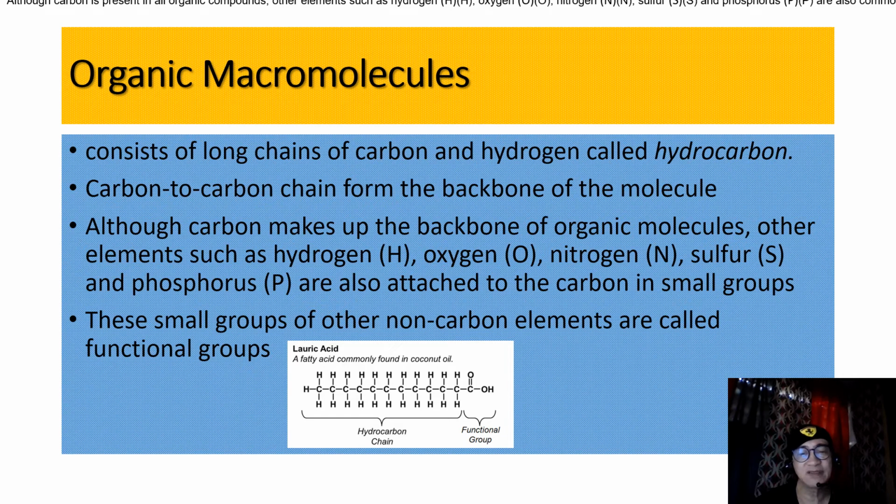Here you can see in this structural configuration of lauric acid, you have the long hydrocarbon chain, and then you have the small functional group, in this case a carboxyl.